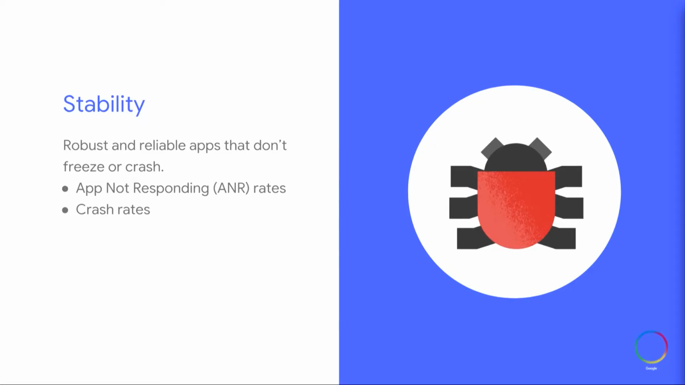The second performance area is stability. Metrics in this area help you build robust and reliable apps that don't freeze or crash. We measure stability using the app not responding rate and the crash rate.